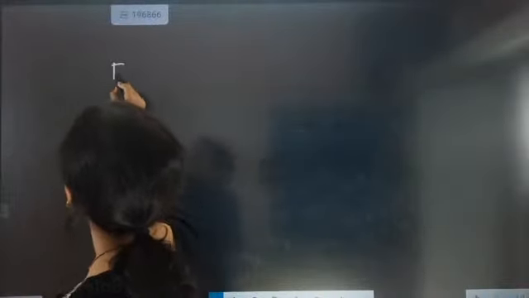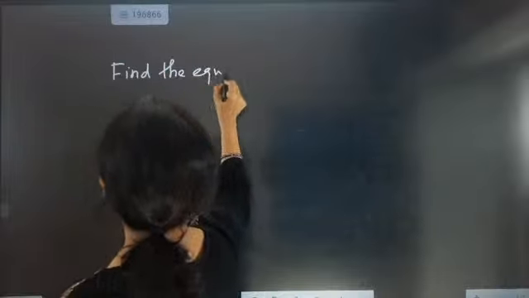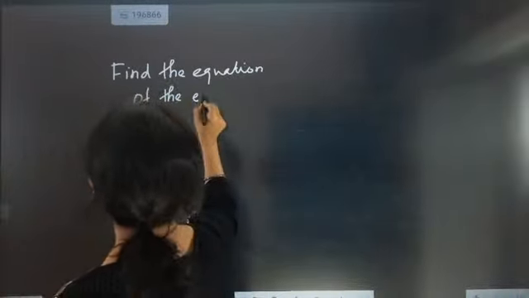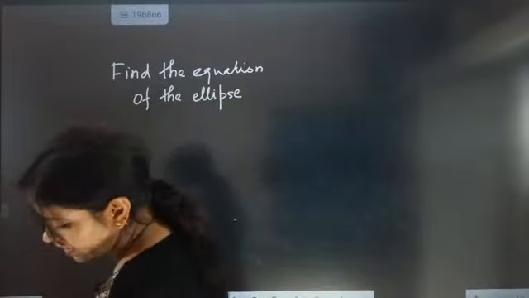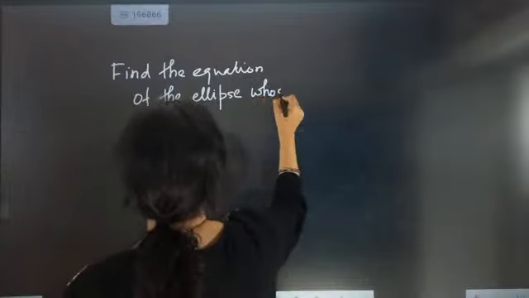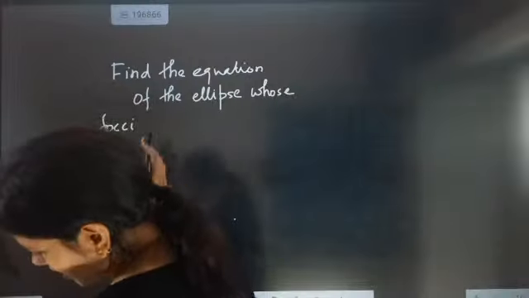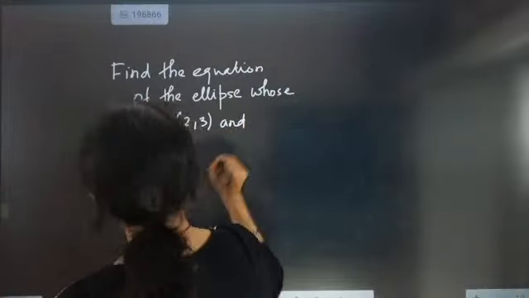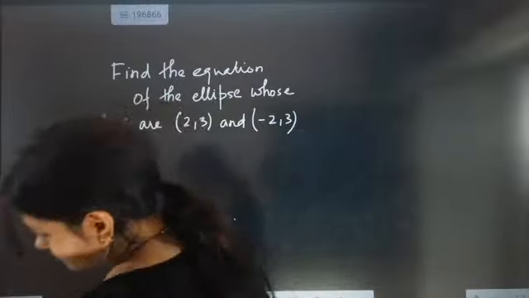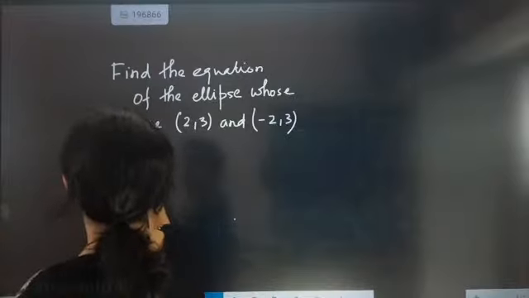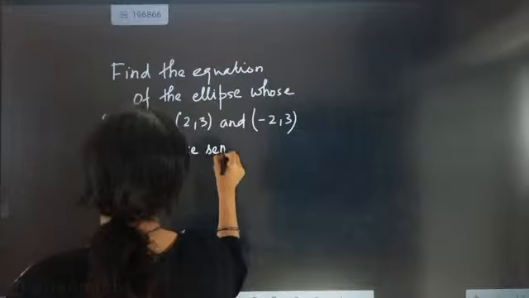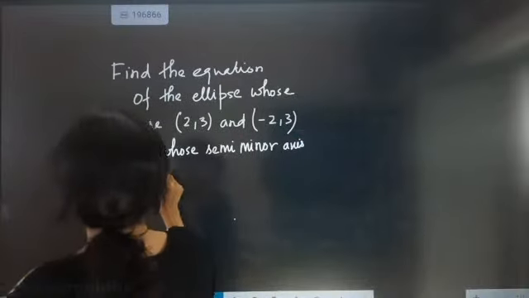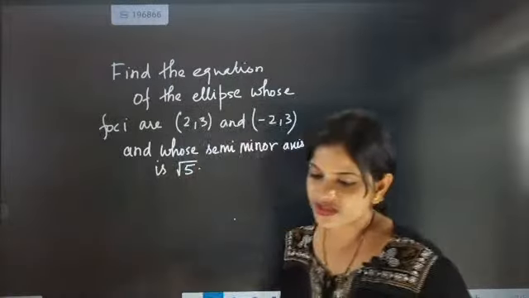Next question is, find the equation of the ellipse whose foci are 2, 3 and minus 2, 3 and whose semi-minor axis is root under 5. This is a real jackpot question.